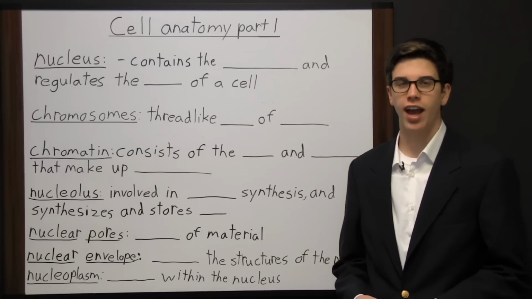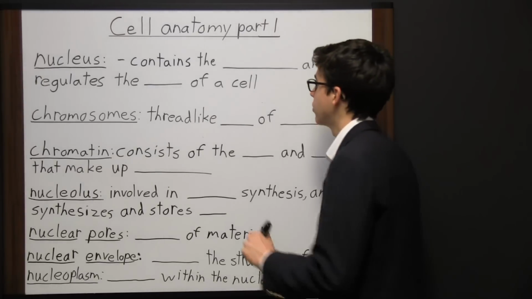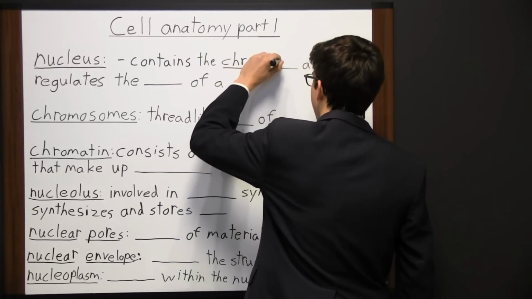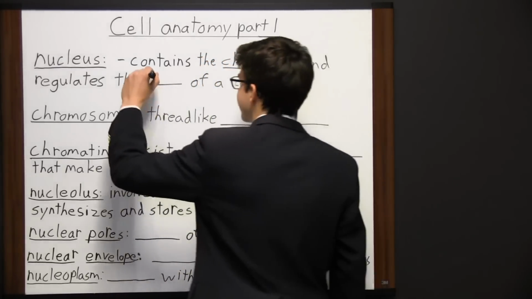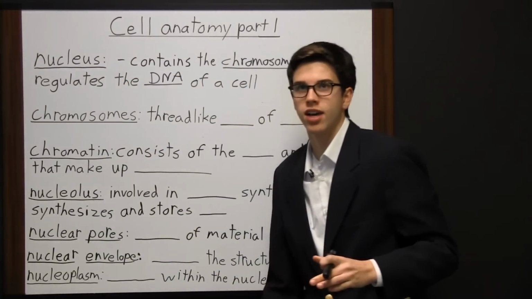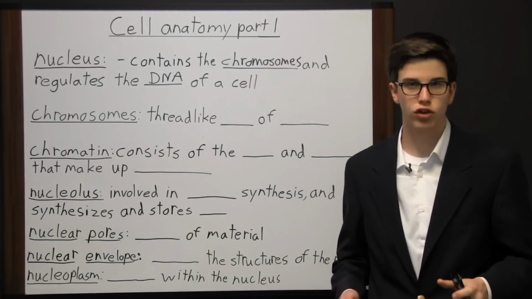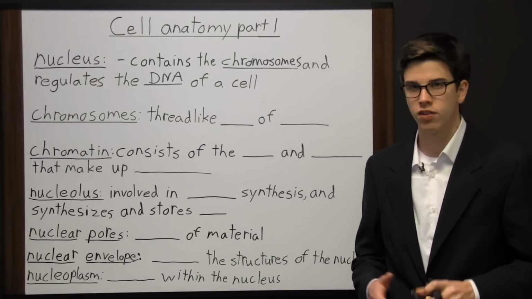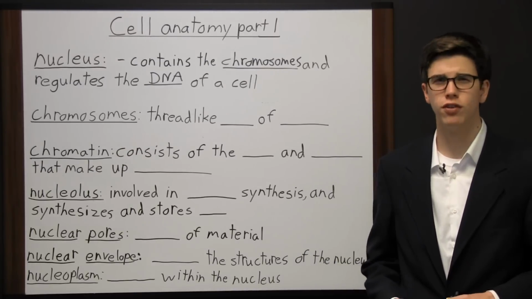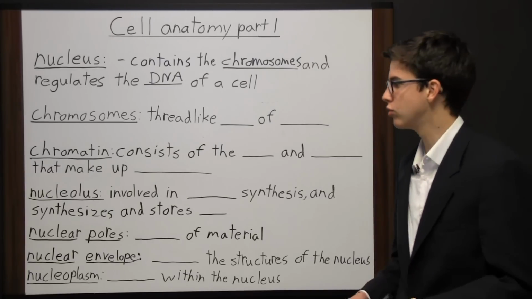We're going to take a look at some parts of cell anatomy, starting with the nucleus, which contains the chromosomes and regulates the DNA of a cell. Now, the nucleus is responsible for passing on genetic traits between generations. The nucleus is a small structure and really is the defining structure of eukaryotic cells. And all eukaryotic cells have a nucleus.